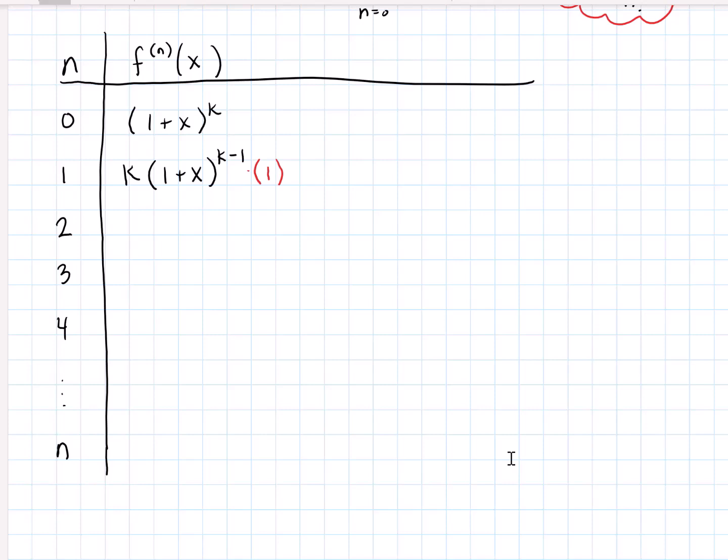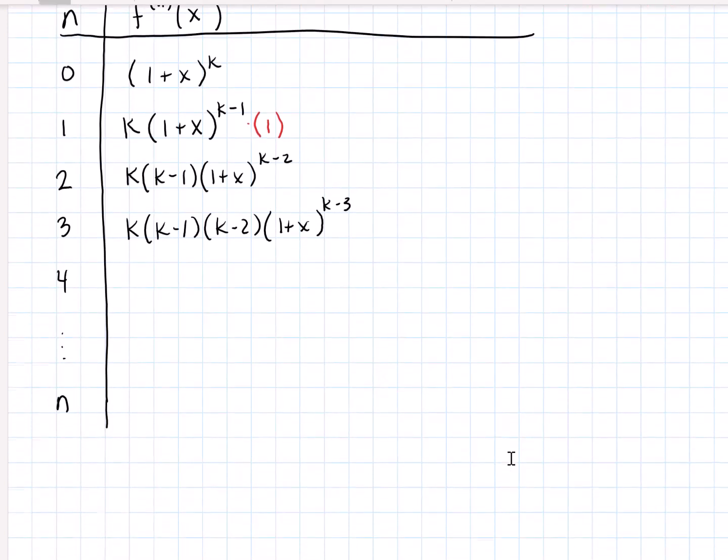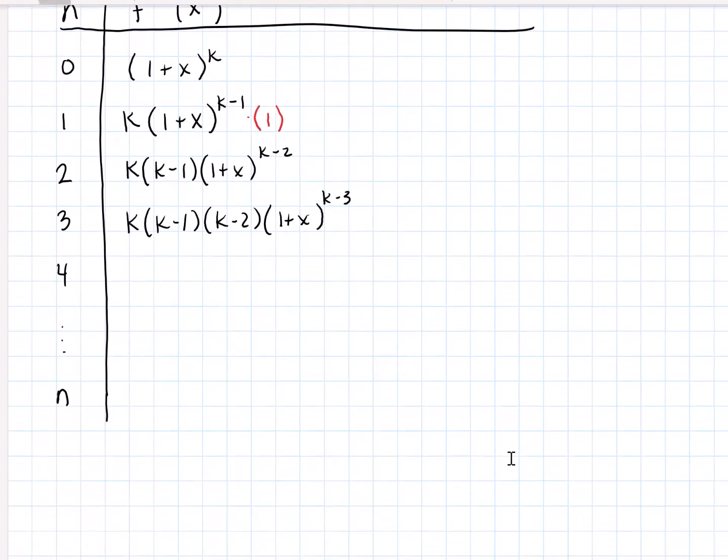Then for the second derivative, we continue, and we get k times, again we bring down the power, k minus 1, and then we have 1 plus x to the k minus 2. And for the third derivative, we're going to have k times k minus 1 times k minus 2 times 1 plus x to the k minus 3. That might actually be enough to see what's happening with this pattern. Notice that we're getting a product of factors as we continue to bring down the powers. So we have a product of 3 factors here.